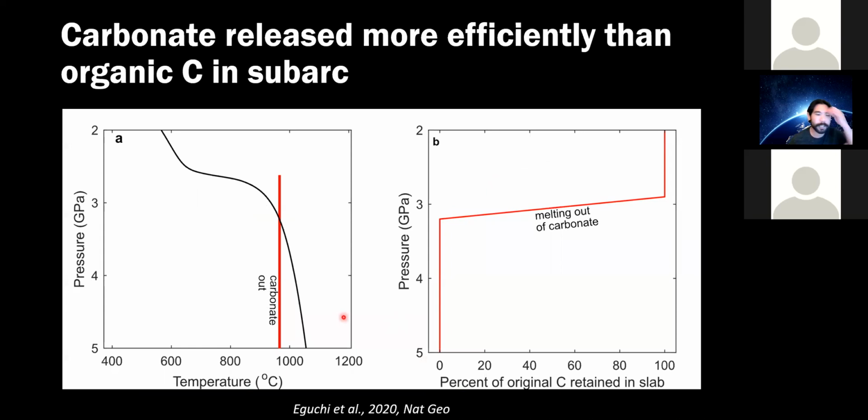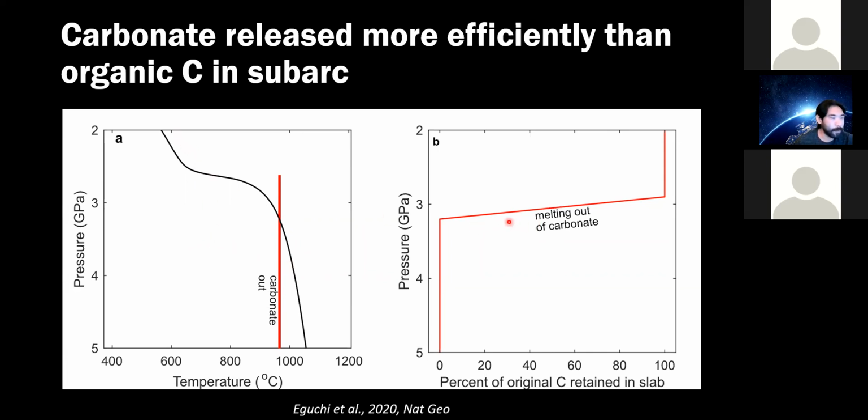And so what I'm showing here is a pressure temperature diagram on the left. And this black line is the PT path of one of those subducting slabs that I showed earlier in the previous slide. And so as you go up to higher pressures, you're going deeper into the mantle and you experience higher temperatures. And so what I'm showing here in this red line is if you have a carbonate-bearing rock, once you go above a certain pressure and temperature, or a certain temperature is the controlling factor, your carbonates are going to begin to decompose and melt out.